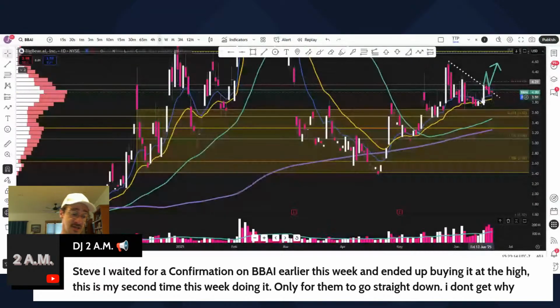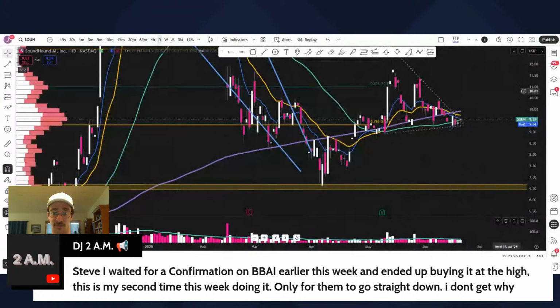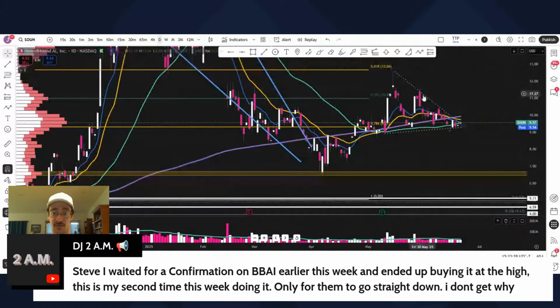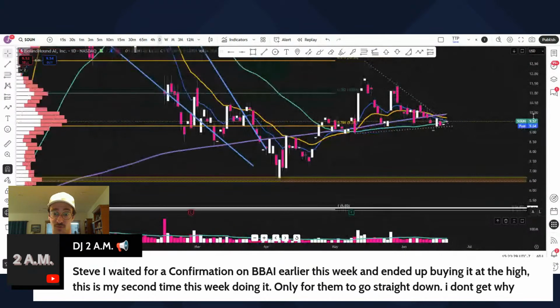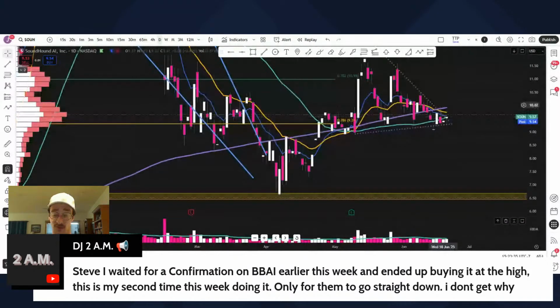I also like SOUN, which is a very similar name with a very similar chart. As you can see, this one's getting very tight too. And this compression, this one's a little clearer where it's testing this downtrend line, right? But it's still holding moving averages. It'd be nicer if it was over this, but for the most part, it is holding these moving averages. So that's kind of how I would view this.